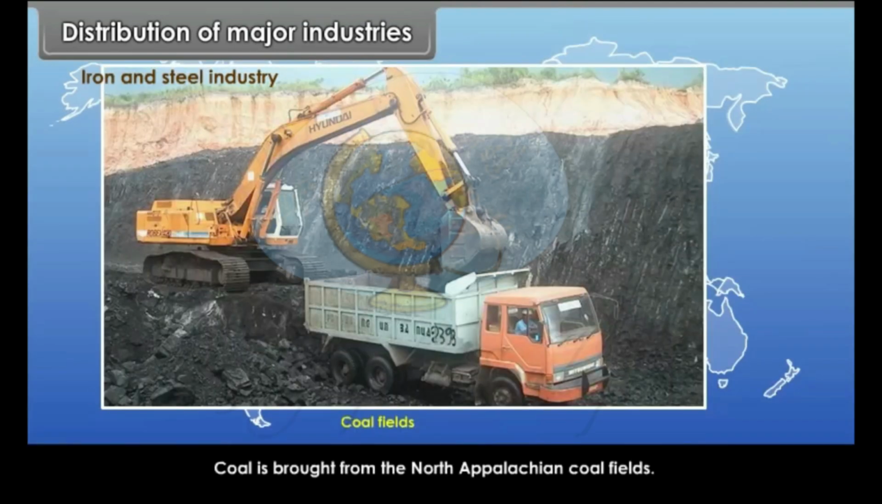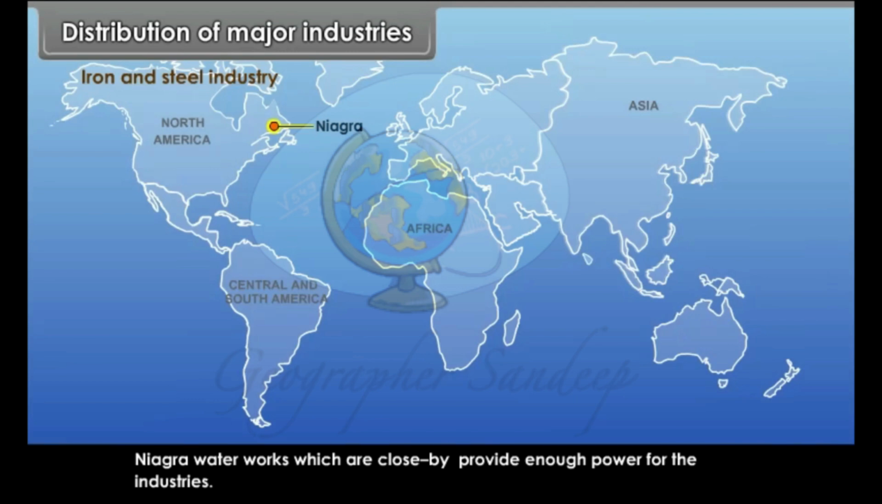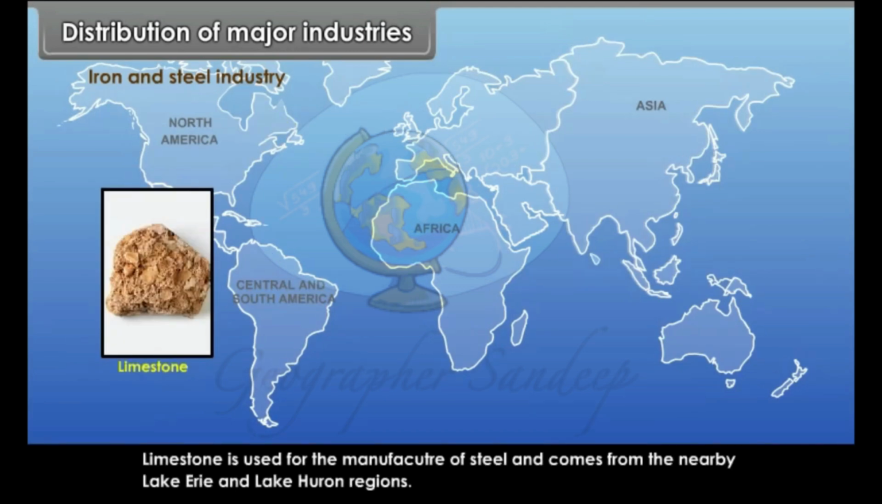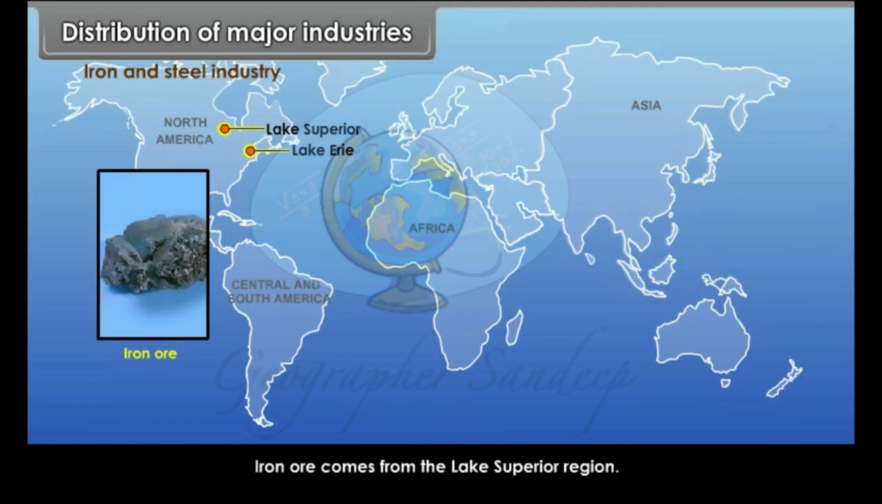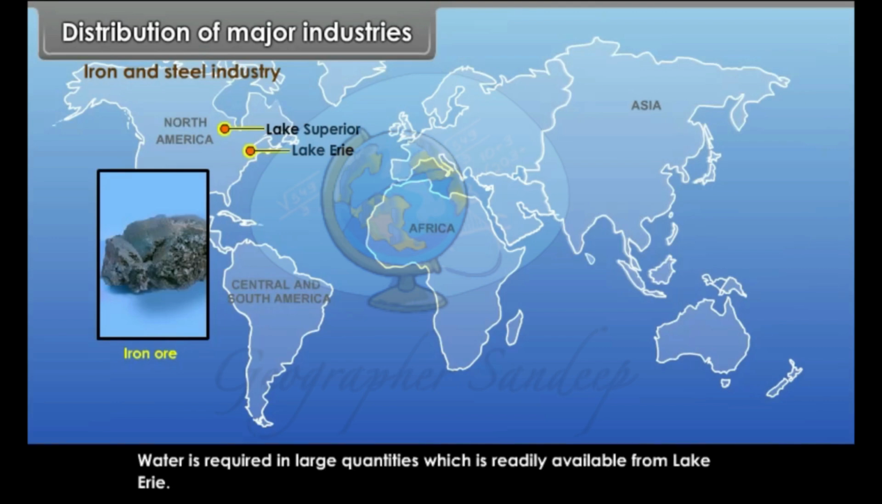Coal is brought from the North Appalachian coal fields. Niagara waterworks, which are close by, provide enough power for the industries. Limestone is used for the manufacture of steel and comes from the nearby Lake Erie and Lake Huron regions. Iron ore comes from the Lake Superior region. Water is required in large quantities, which is readily available from Lake Erie.